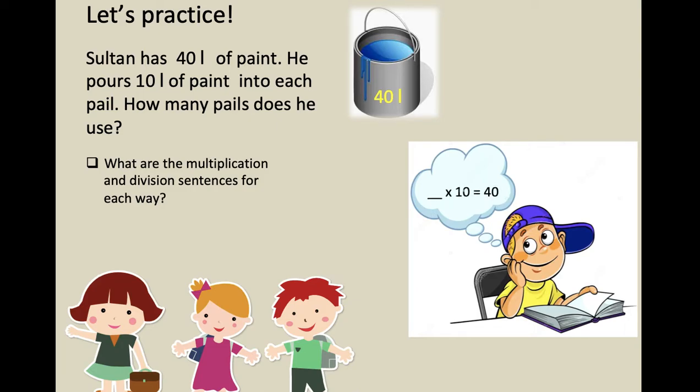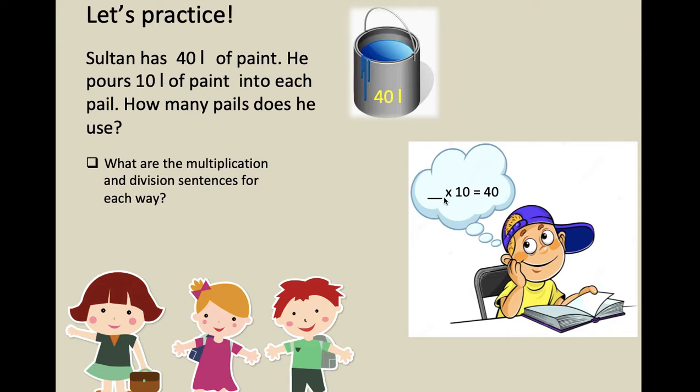Okay, so there we are. So he poured 10 liters in each pail. We don't know how many pails there are, and he had 40 liters in total. So how many pails did he use?